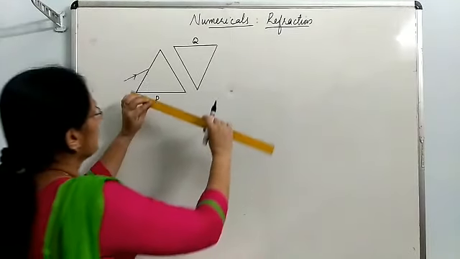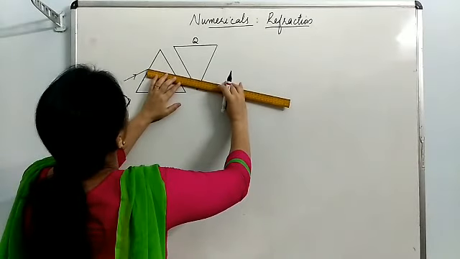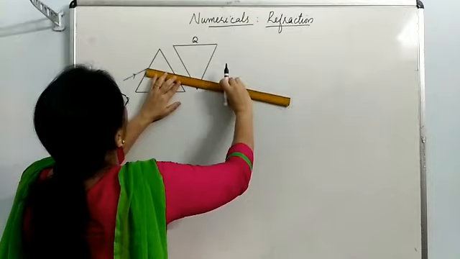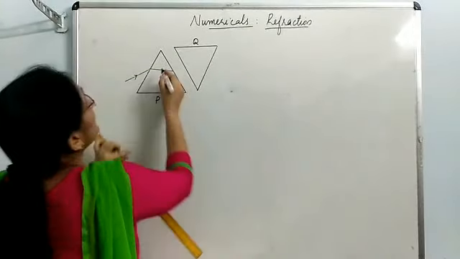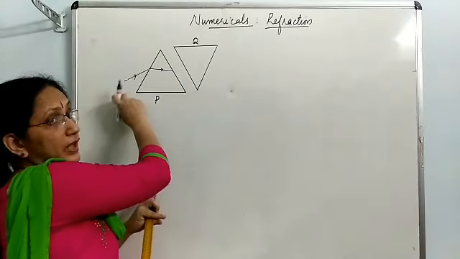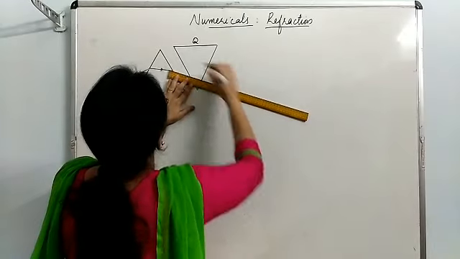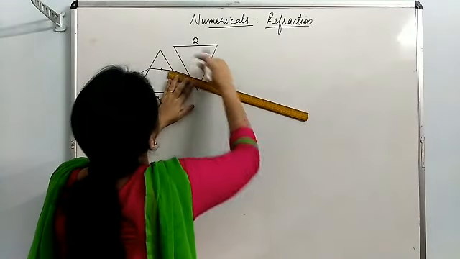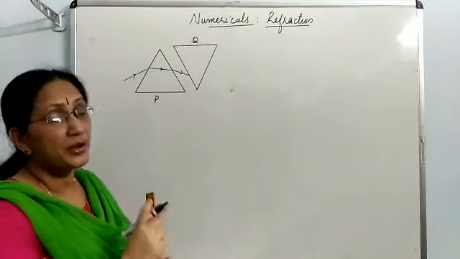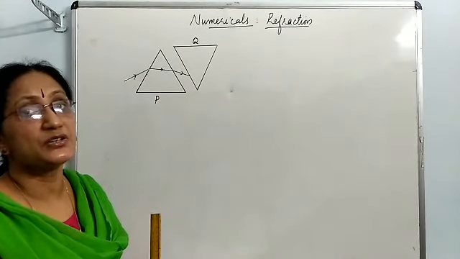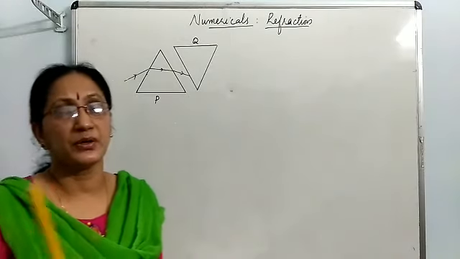Okay, so this ray will undergo refraction. It refracts while entering from air to glass. Then the emergent ray will come out. This is the refracted ray, this is the emergent ray. Now the emergent ray enters the second prism Q, then it will refract.